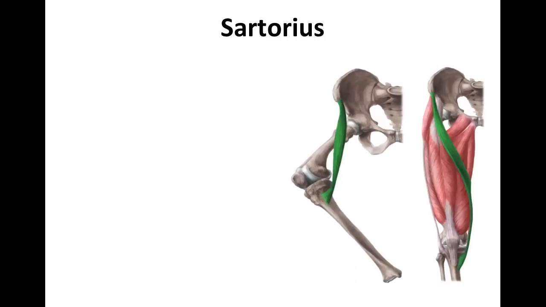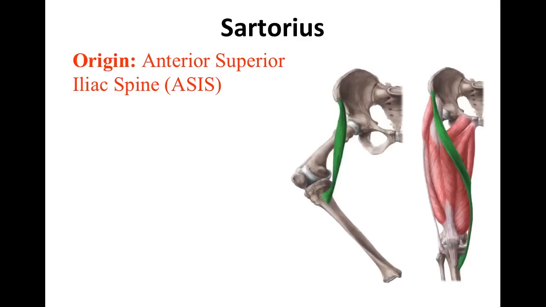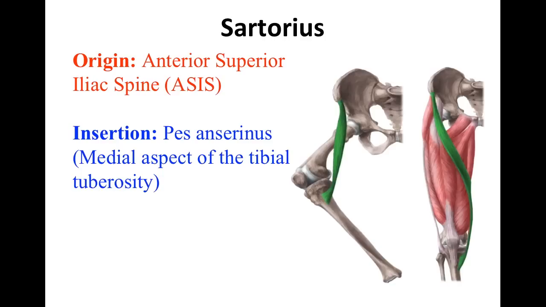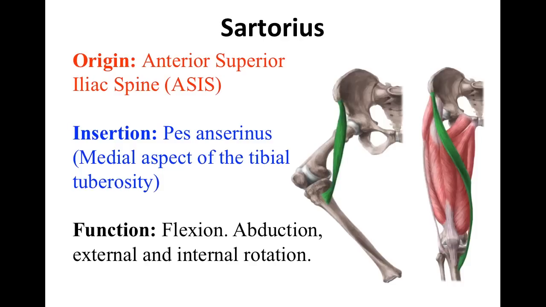Sartorius is one of the longest muscles in the body, and it crosses both the hip joint and the knee joint. The point of origin for the sartorius is the anterior superior iliac spine and the supraacetabular notch. It inserts on the medial aspect of the tibial tuberosity called the pes anserinus. The action of sartorius is to flex, abduct, and laterally rotate the thigh at the hip joint. It can also flex the leg at the knee joint.